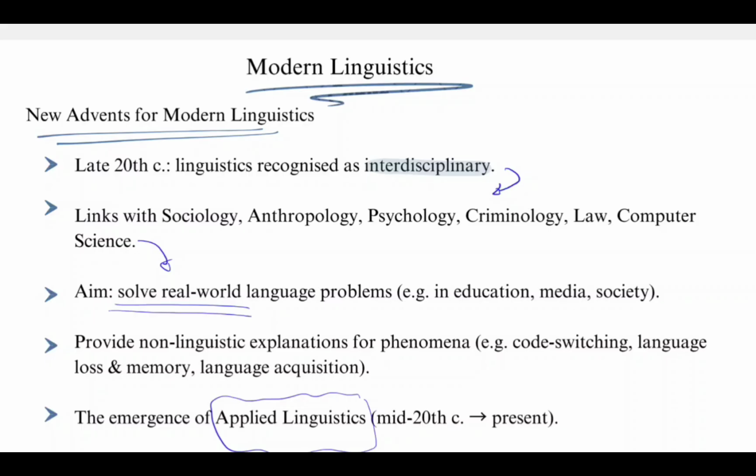And so it was literally to provide non-linguistic explanations for phenomena such as code switching, language loss and memory, language acquisition, and different phenomena that have to do with language from different perspectives or different angles, or I can even say from different disciplines. And that led to the emergence of applied linguistics in the mid 20th century to the present time. All right?